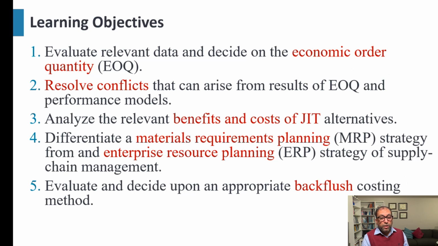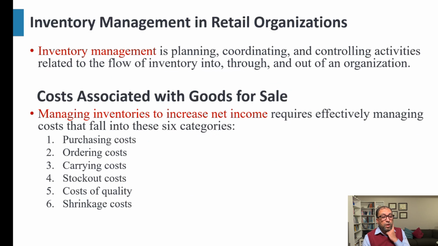Differentiate a material requirement planning (MRP) strategy from the enterprise resource planning (ERP) strategy of supply chain management. So there are two different approaches: one is from the demand side, the other is from the supply side. We will also evaluate and decide upon an appropriate backflush costing method. So let's start with inventory management.